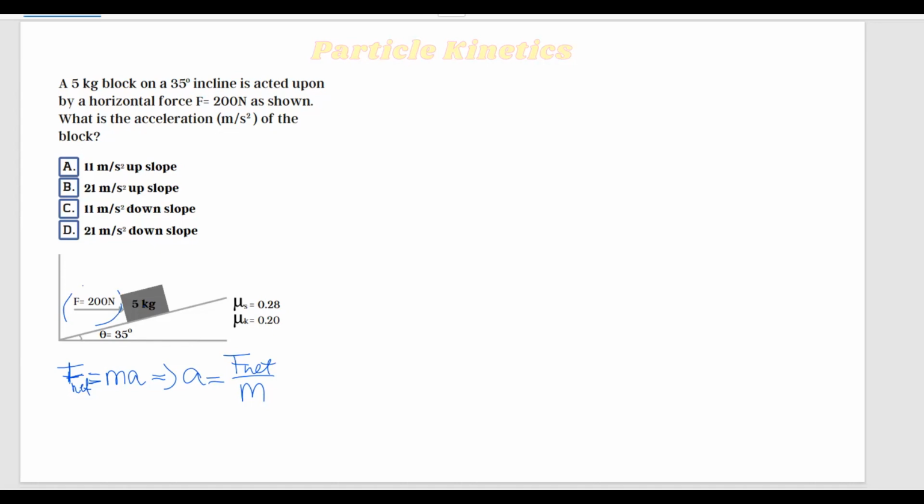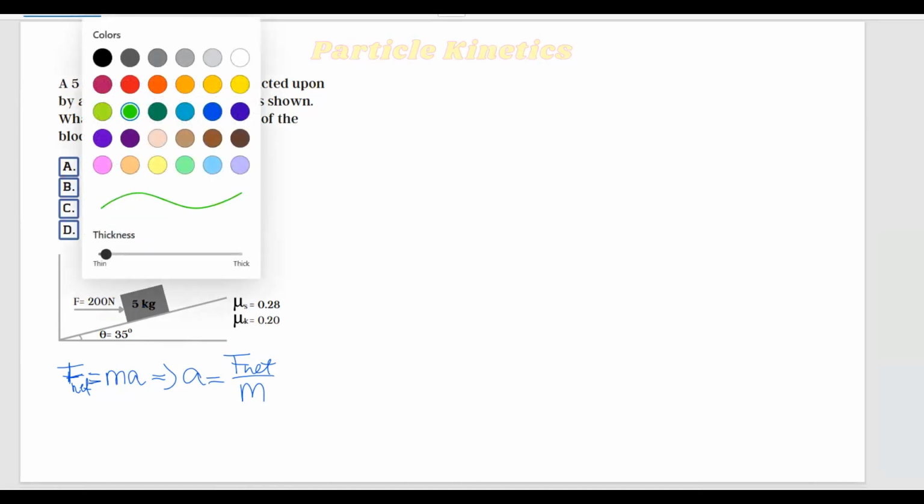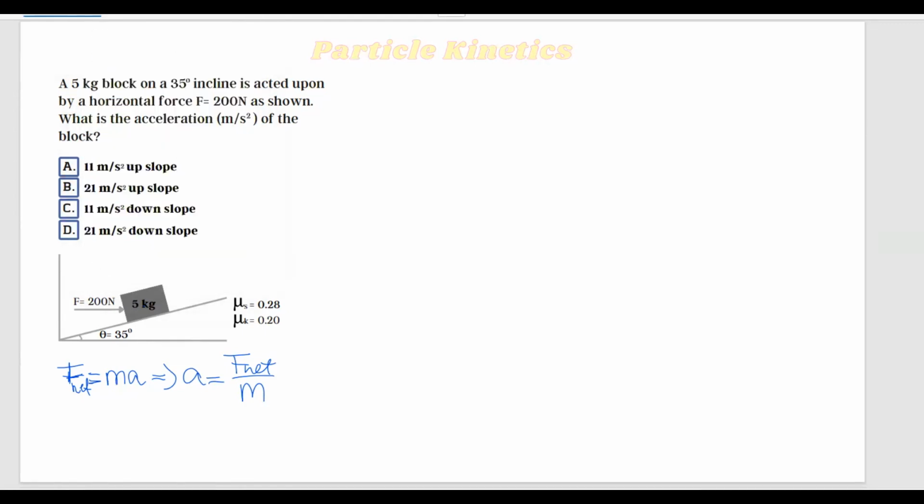As you know, this block also has other forces acting on it. So we have to find out what the net force is. Let's start by finding out what other forces are acting on this block. Let me redraw the block here. This is the block. Okay, I'm going to show the forces.